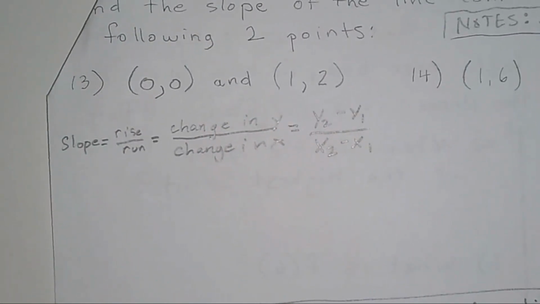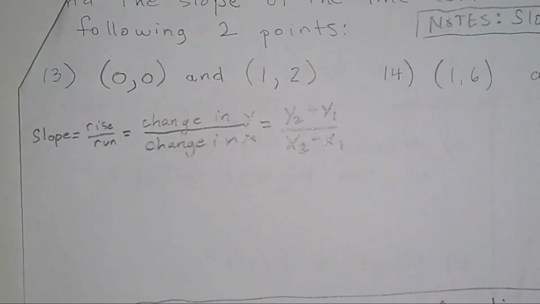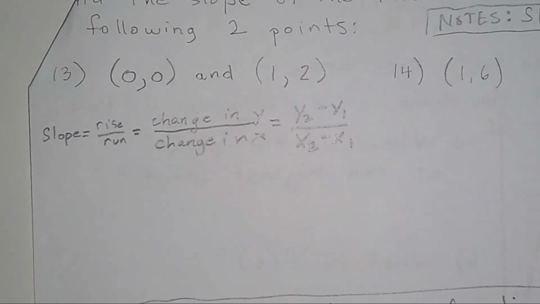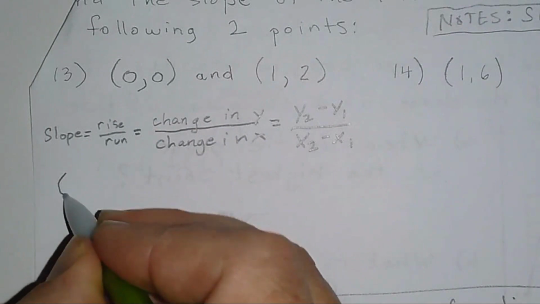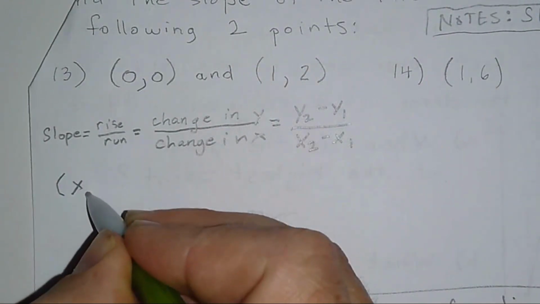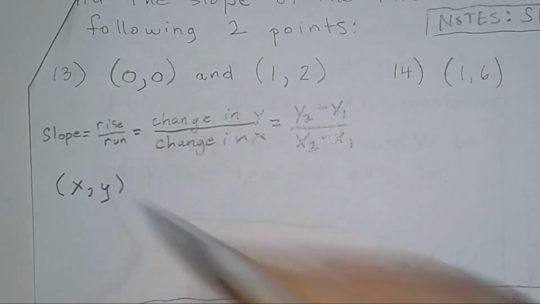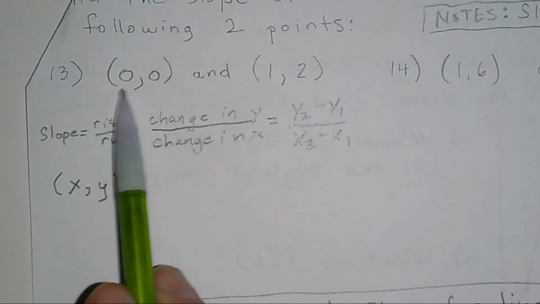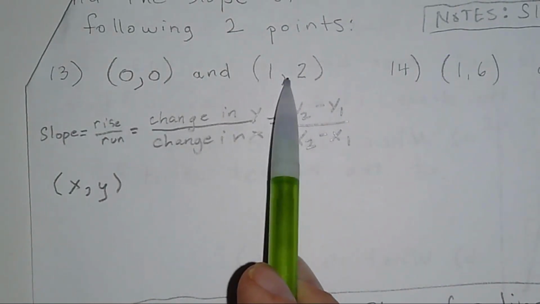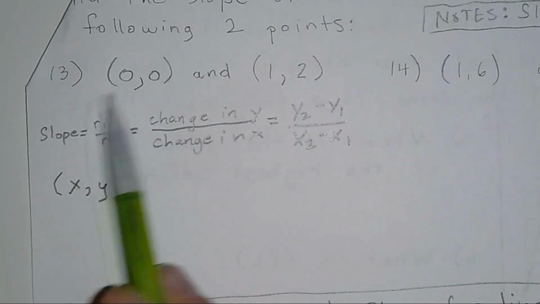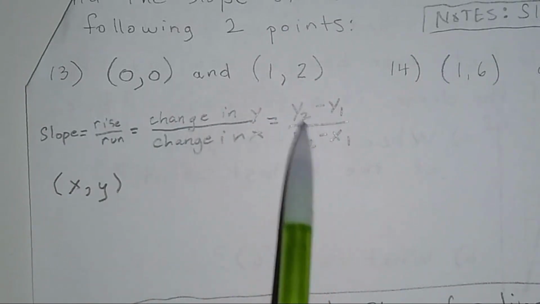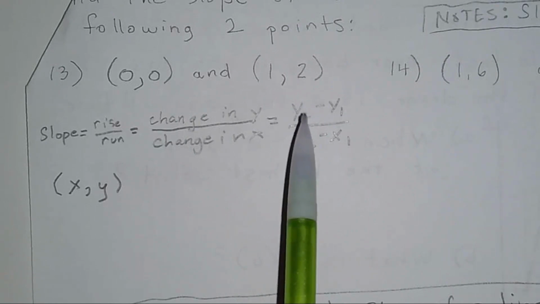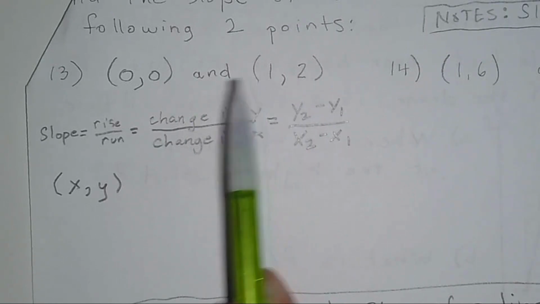Now, you may be asking, what are y2, y1? What are x2 and x1? Well, anytime I have a point, the first number is x, and the second number is y. And since I'm given 2 points up here, I have 2 x's and 2 y's. And so this little number I put down at the bottom here just allows me to differentiate between the two.